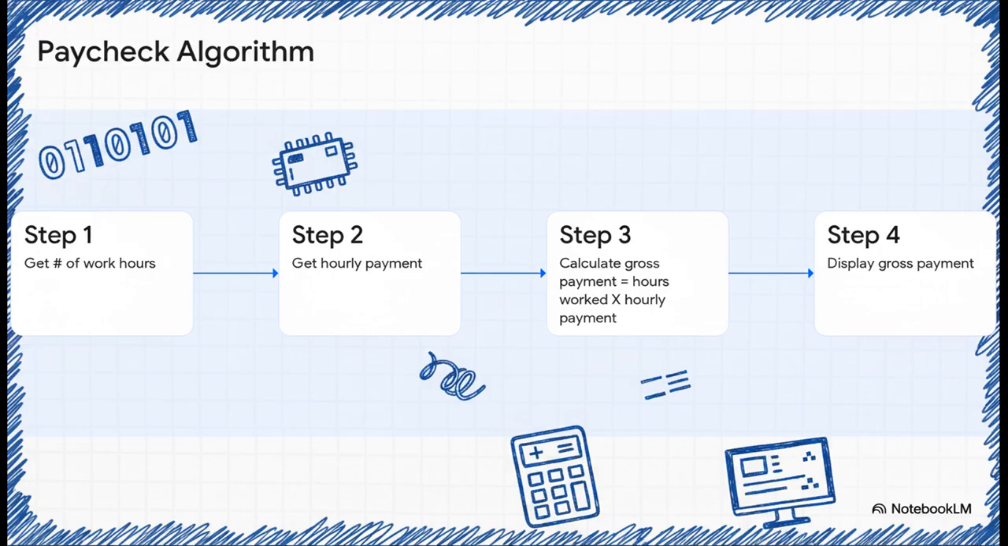So for our paycheck problem, the algorithm is super simple. Step 1, get the number of hours worked. Step 2, get the hourly pay rate. Step 3, multiply those two things together. And step 4, show us the final answer. This simple 4-step recipe makes sure that calculation is done perfectly every single time.